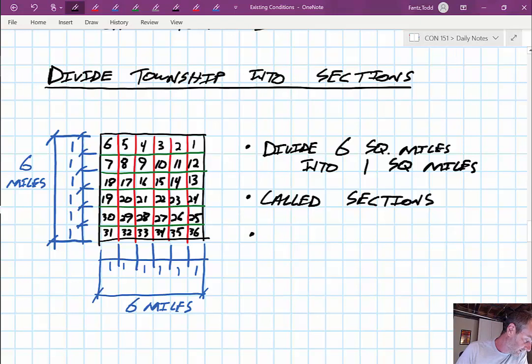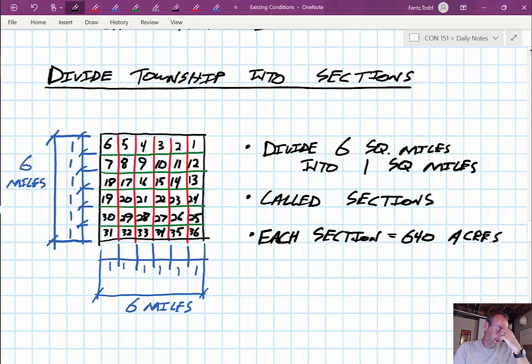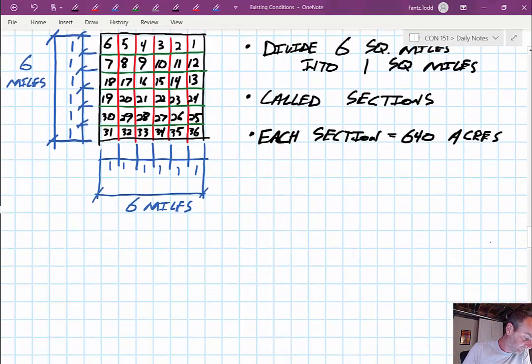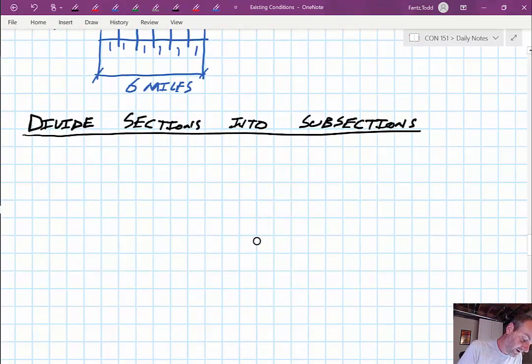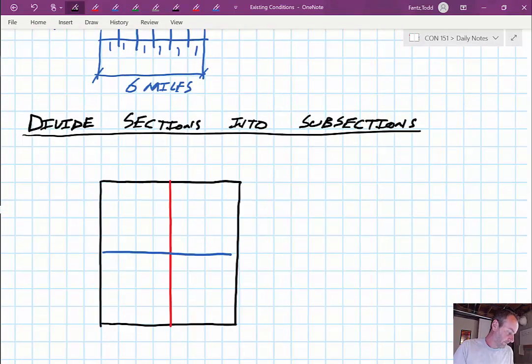One other thing I want to note is that each section is actually based on an overall land area of 640 acres, and that ends up being more important than the 1 by 1 designation. So each section is 640 acres. Now, just like before, 1 mile by 1 mile is a big plot of land, so we need to divide that. Again, we're going to divide our sections into subsections. Looking at this and starting with our 1 mile by 1 mile, I can divide it in several different ways.